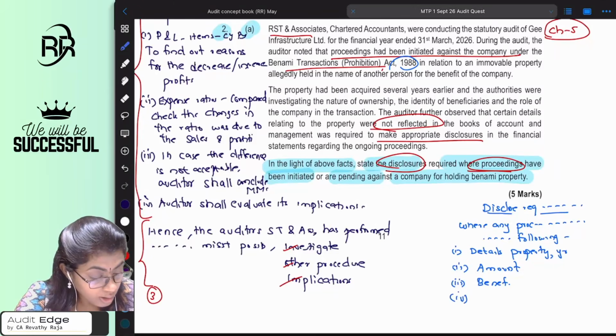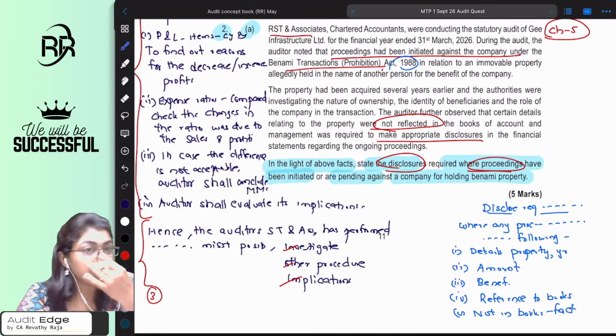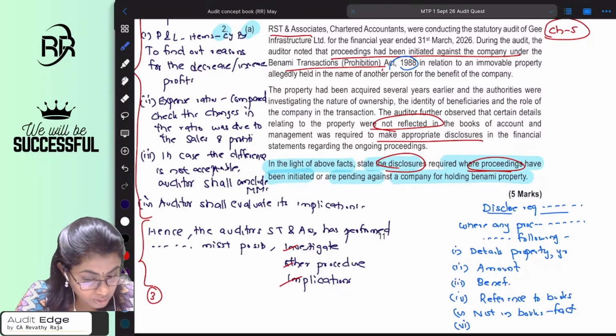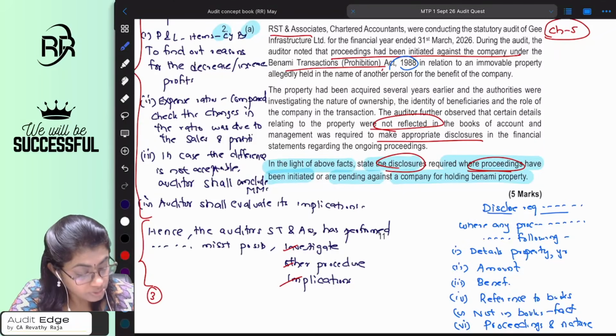Then reference, if it is disclosed in books, reference to books. If it is not in books, that fact should be stated. If it is in books, the reference. If not, you have to state the fact that it is not in books. Then whether there is any proceedings of the case, if so, the nature of proceedings. Those points have to be disclosed.